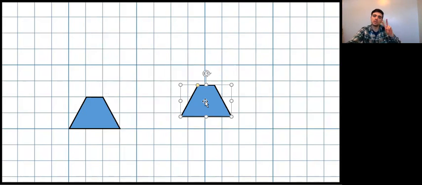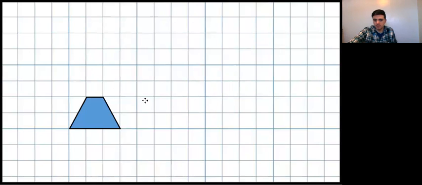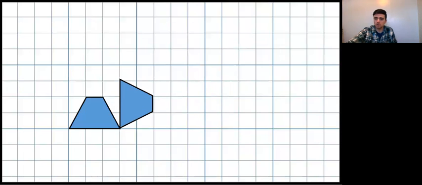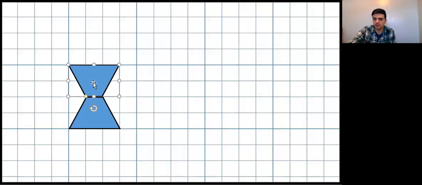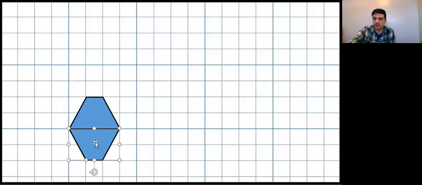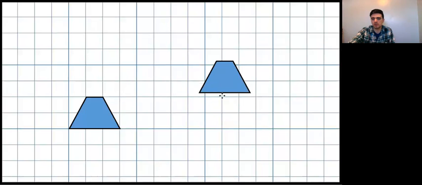I'm going to point out 2 things that are not translations. If I were to rotate the shape like this, you can see that now it's rotated 90 degrees. That is not a translation. It's a rotation. Or if I were to flip the shape like this, or like this, as if I'm reflecting it in a mirror, that's not a translation. It's a reflection. Okay? So those are 2 things that aren't translations, but we will talk about them later. Today we're just talking about translations.